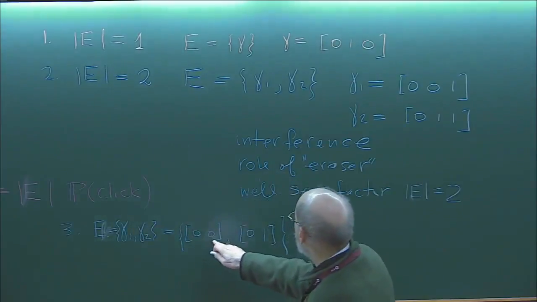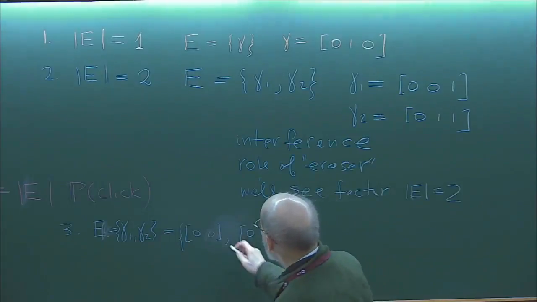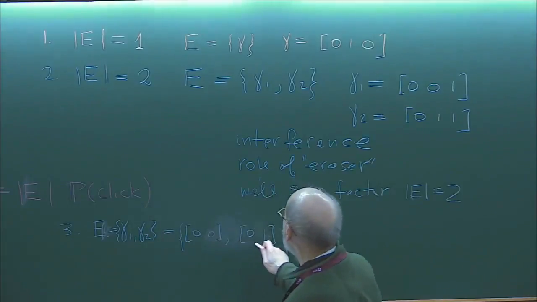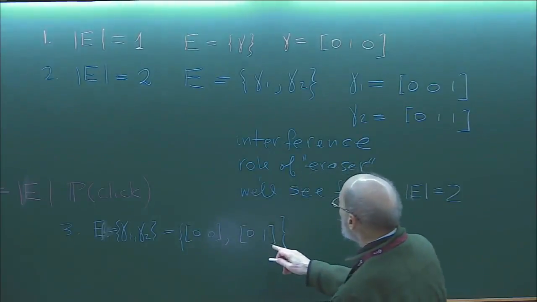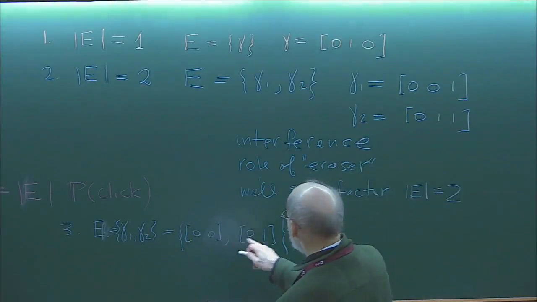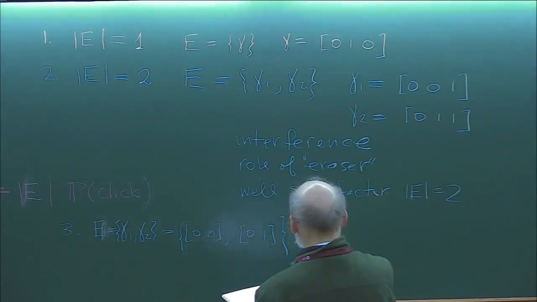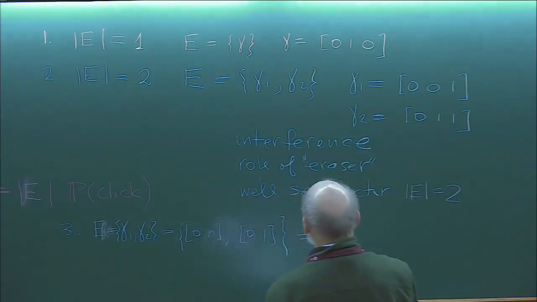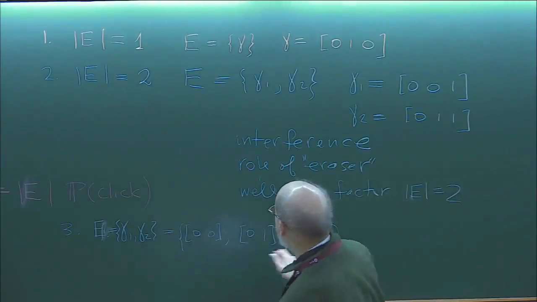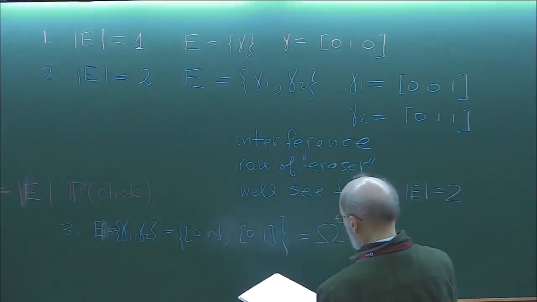In this case, there's no interference because the final outputs, the final outcomes, are different. Nevertheless, if you use the same general scheme, in fact, in this case there's nothing else that can happen because I've only put one beam splitter. So in fact, this event is the whole of omega. So we know that its measure is 1. It's the whole of the history space.